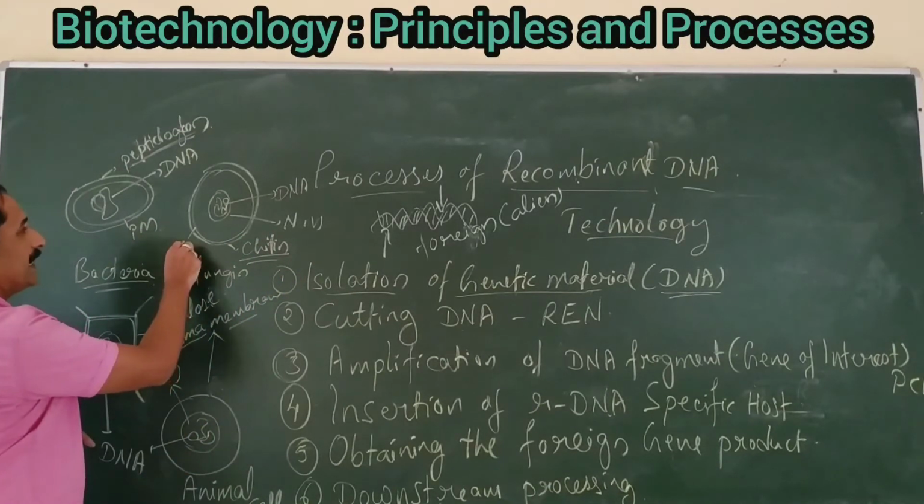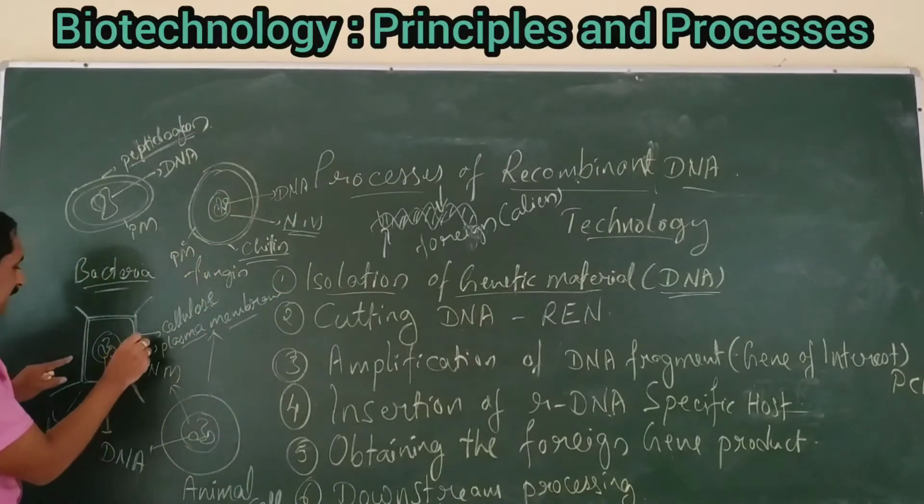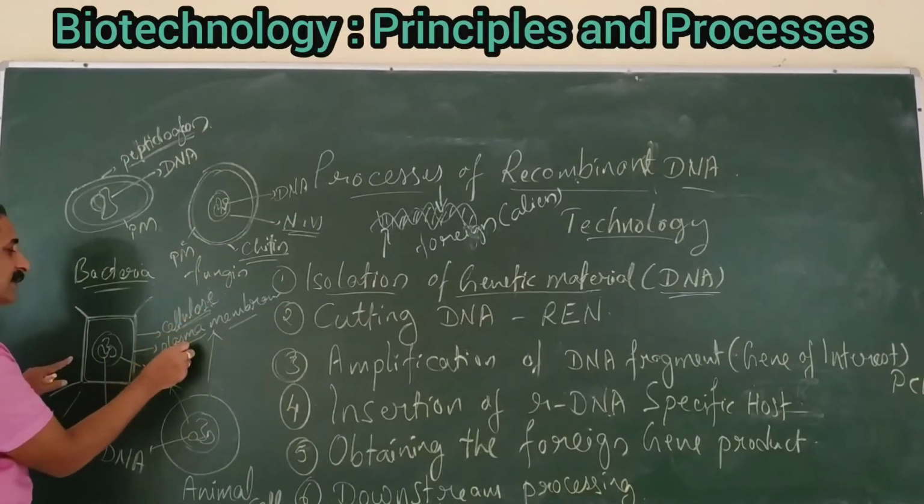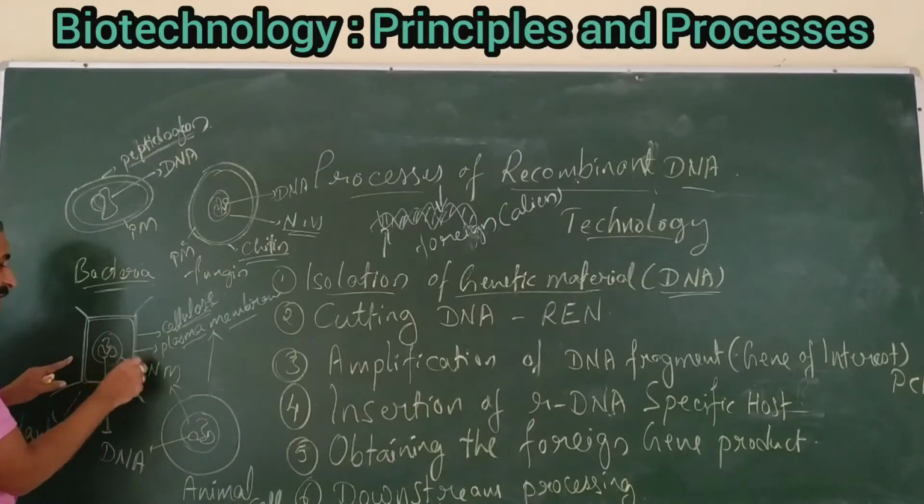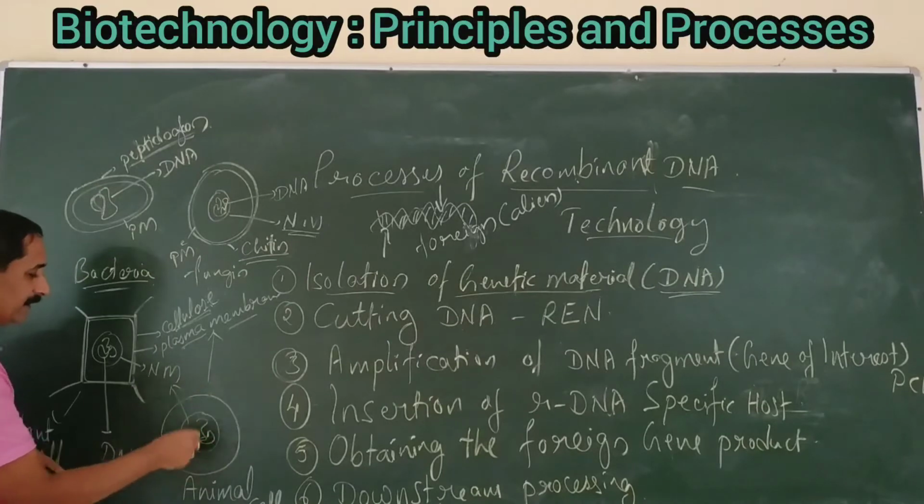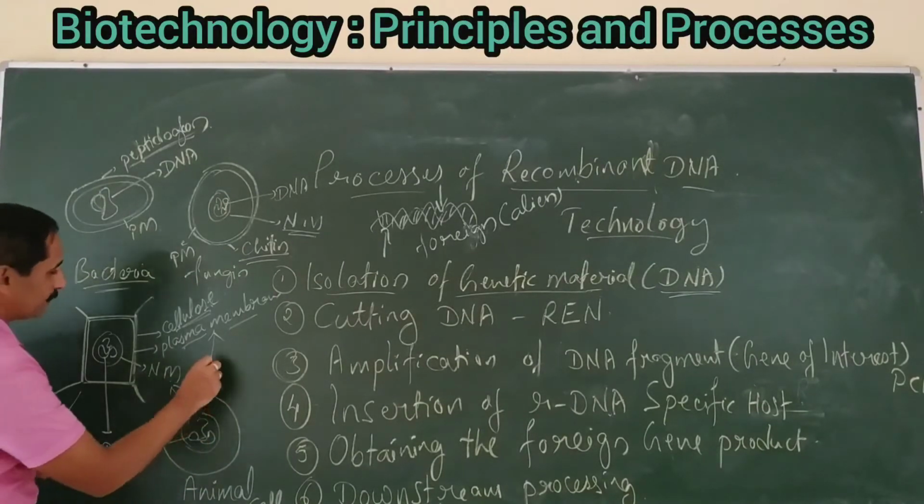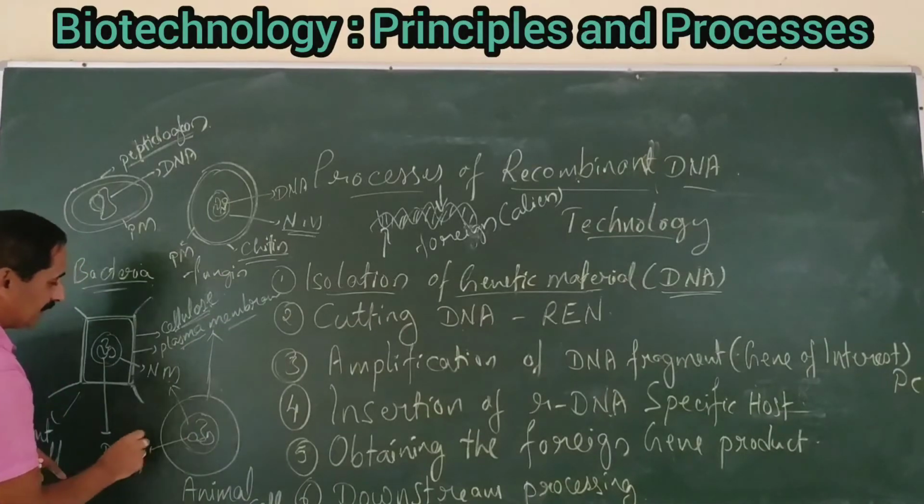We can see the plasma membrane, along with the nuclear membrane. In a plant cell, the cell wall is made up of cellulose, and the plasma membrane and nuclear membrane are present. In an animal cell, there is no cell wall. You can see just the plasma membrane and the nuclear membrane.